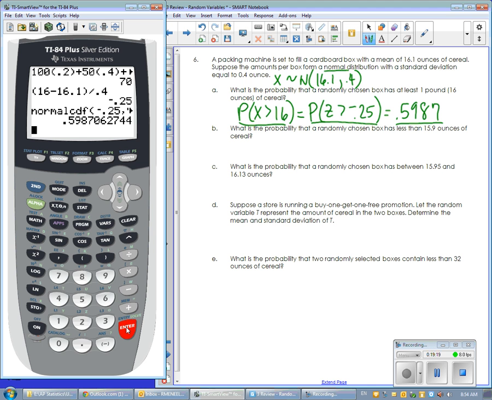Part B, what's the probability that a randomly chosen box has less than 15.9 ounces? For the sake of time, I'm just going to go ahead and tell you that when you standardize it, it's negative 0.5. So we're looking for the probability that z is less than negative 0.5, and that should be 0.3885. And then in part C, you're looking for the randomly selected box weighing between 15.95 and 16.13.